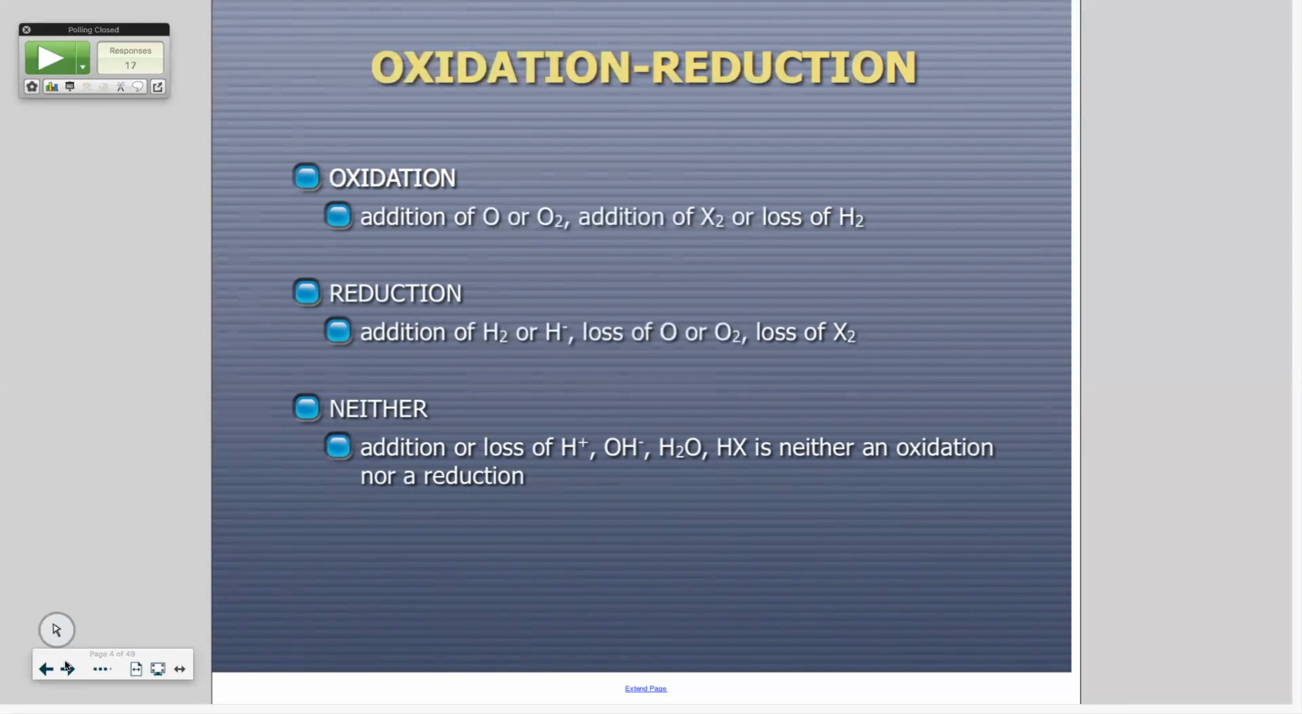Not every reaction is an oxidation or reduction, just like every reaction is not SN1, SN2, E1, or E2. When we did that last semester, everybody wanted to make everything those. Everything is not these either. For example, addition or loss of H plus, OH minus, water, or HX is neither an oxidation nor reduction. It's just an addition or a protonation or a deprotonation.